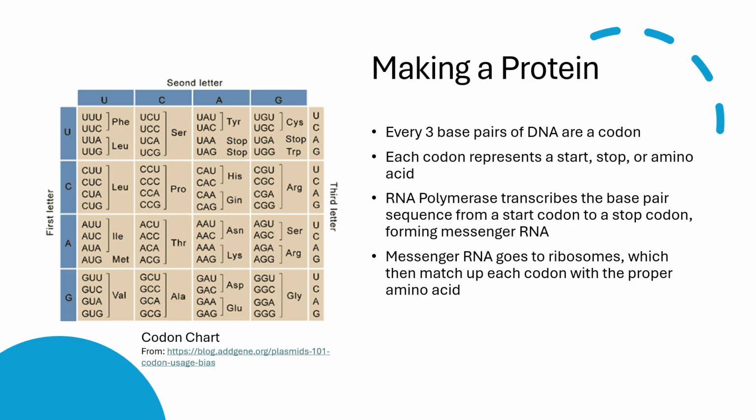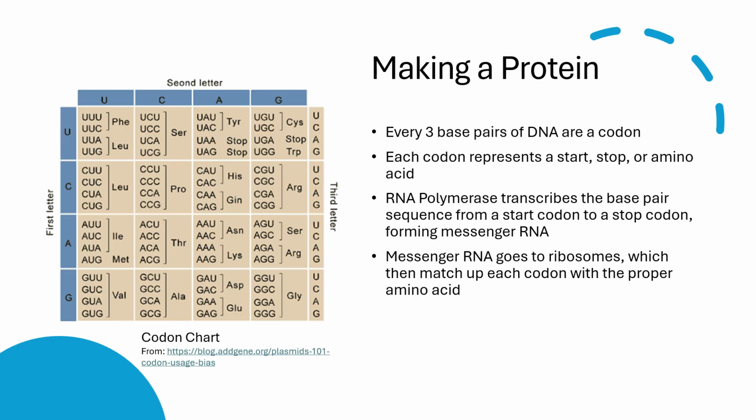So making a protein, every 3 base pairs of DNA are a codon. Each codon represents start, stop, or amino acid. RNA polymerase transcribes the base pair sequence from DNA from a start to stop codon, forming messenger RNA. This RNA goes to the ribosomes, which then match up each codon with the proper amino acid.